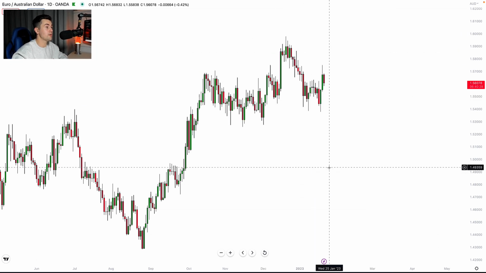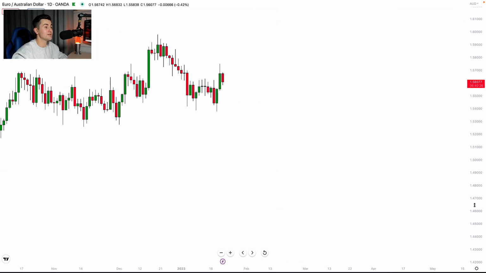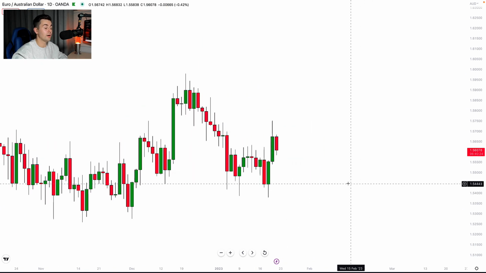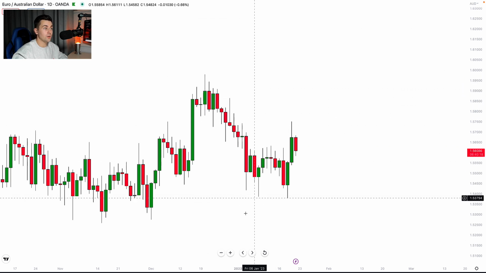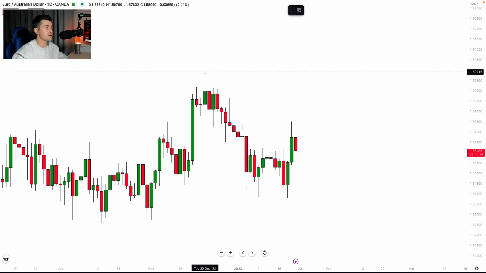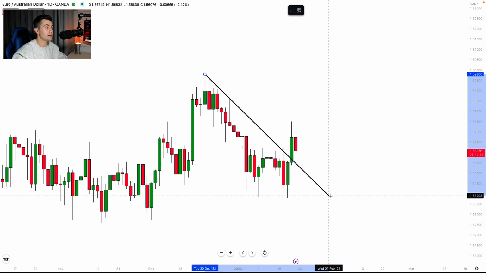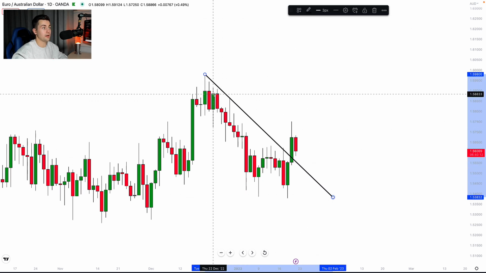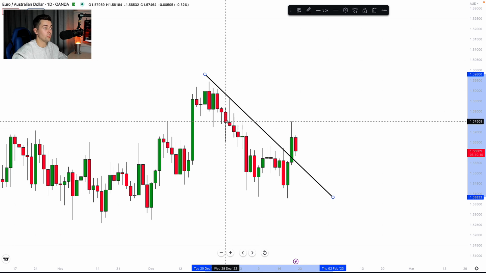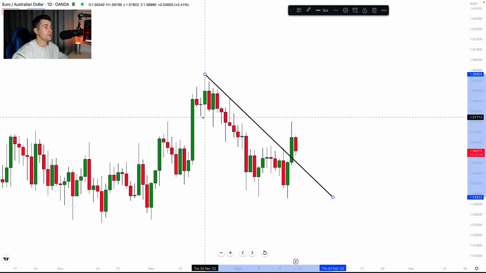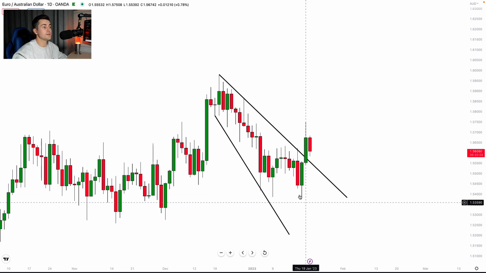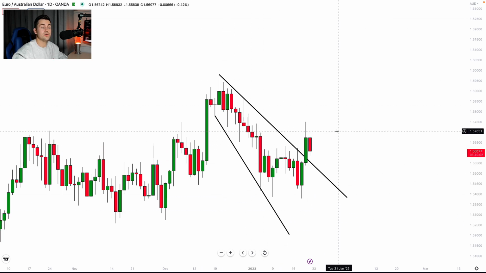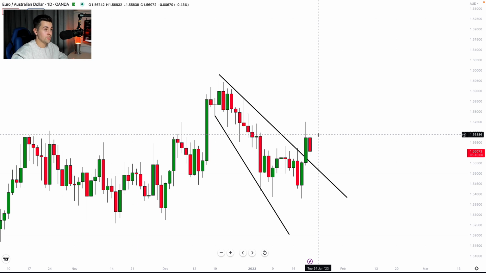So let's take away everything from the chart and now let's zoom in and analyze the details. First of all, once that structural high was reached, we started the correctional movement and the price was following that trend line, that very strong falling trend line. And actually right here we have one more, this one. So we can see that right here, the market was trading within a falling channel.